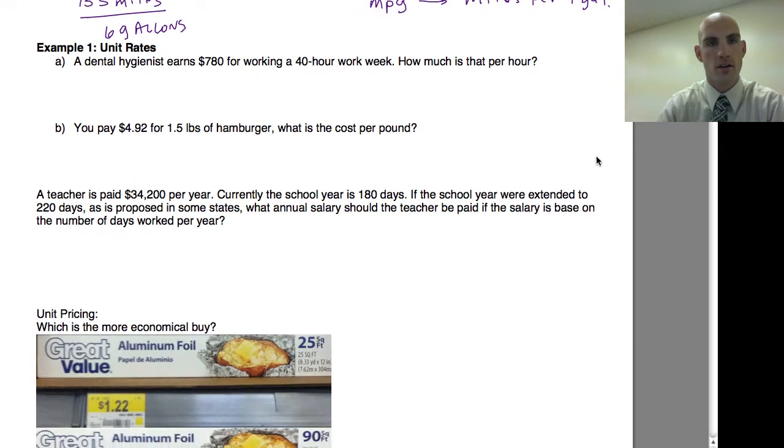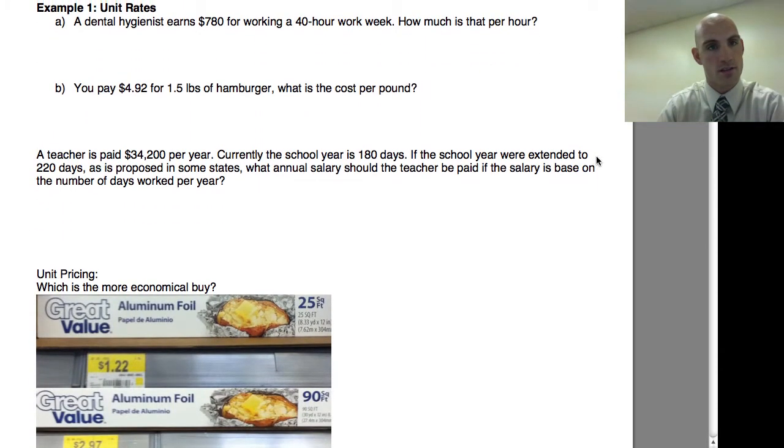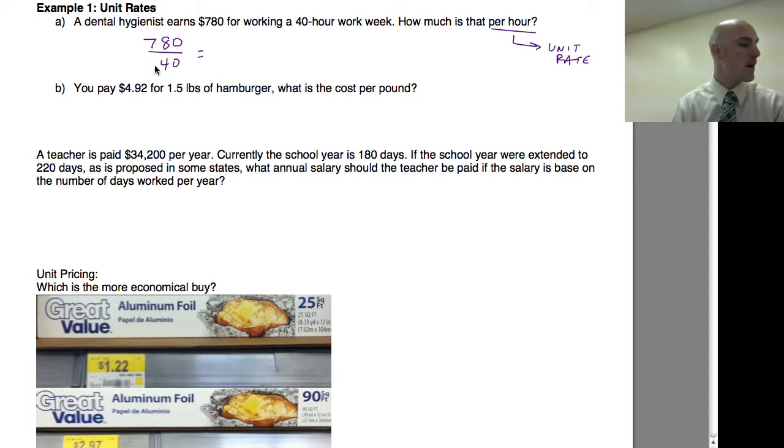A very common unit rate would be how much a person makes per hour, or wage. A dental hygienist earns $780 for working a 40-hour work week. How much is that per hour? This is a unit rate, and this will concern you very soon as you get a job. We'll take the total amount that we earn for all of the hours and divide it by the number of hours. It's going to give us how much they make per hour.